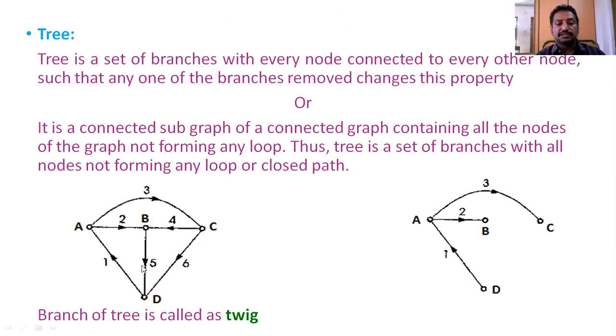How many nodes are there? 1, 2, 3, 4. N minus 1 branches should be contained. Here how many branches are there? 3. So remember, every tree should contain 3 branches only. The tree can be drawn anywhere. For example, you draw here.